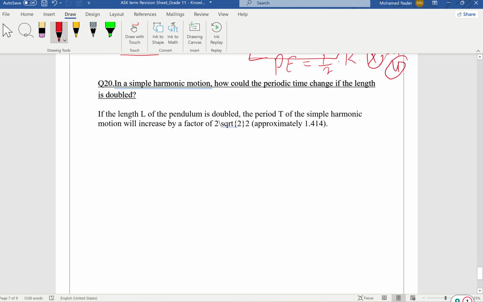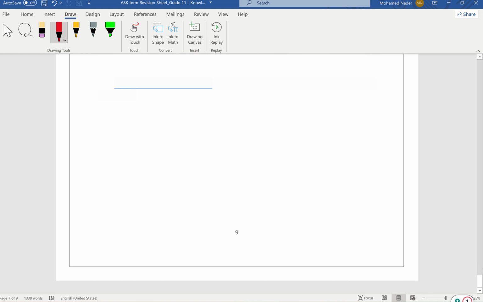Here we have how the periodic time changes with the change of the length, if the length is doubled. You will find this part explained in detail in the other record. When the length of the pendulum changes, of course the periodic time will change according to a specific relation that we have in the other record. So we are done with this part.